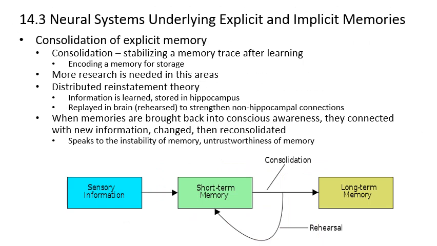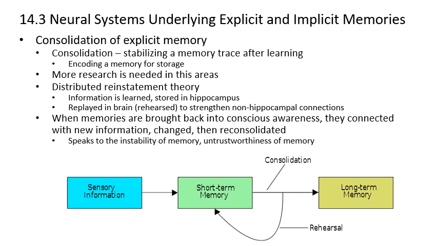Consolidation is a term for memory that means encoding a memory for storage, or as your book describes it, stabilizing a memory trace after learning. This essentially just means encoding a memory. So if you say, I'm going to try to remember this word, what you mean is you're trying to consolidate that word into your explicit memory. We don't know a ton about consolidation of memories. More research is needed. But there's one theory called the distributed reinstatement theory, that information is learned and then stored temporarily, mostly in the hippocampus. Then this information is rehearsed to strengthen connections between the hippocampus and other areas of the brain, and more long-term memory is stored in non-hippocampal areas of the brain.